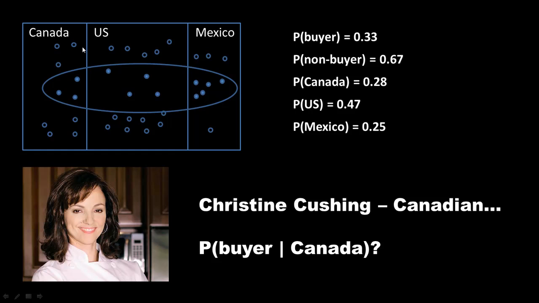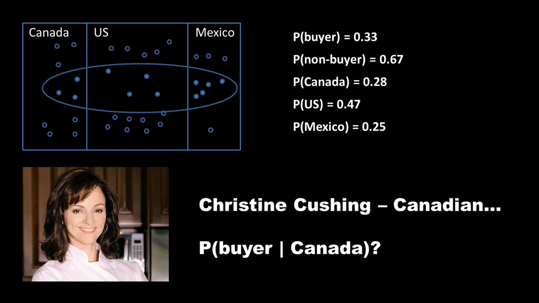So for this probability, since we are already told that the person is Canadian, we don't have to look at any other part of the diagram. We'll only look at the Canada part of the diagram. So that is this leftmost rectangle here. So we are concerned only with these 10 cases. And out of these, there are three people who are buyers. So given that somebody is a Canadian, the probability of them being a buyer is now 0.3. Whereas without any condition attached, the overall probability of somebody being a buyer was 1/3. Now it's 0.3. That is 3 out of 10. So that's the probability here.